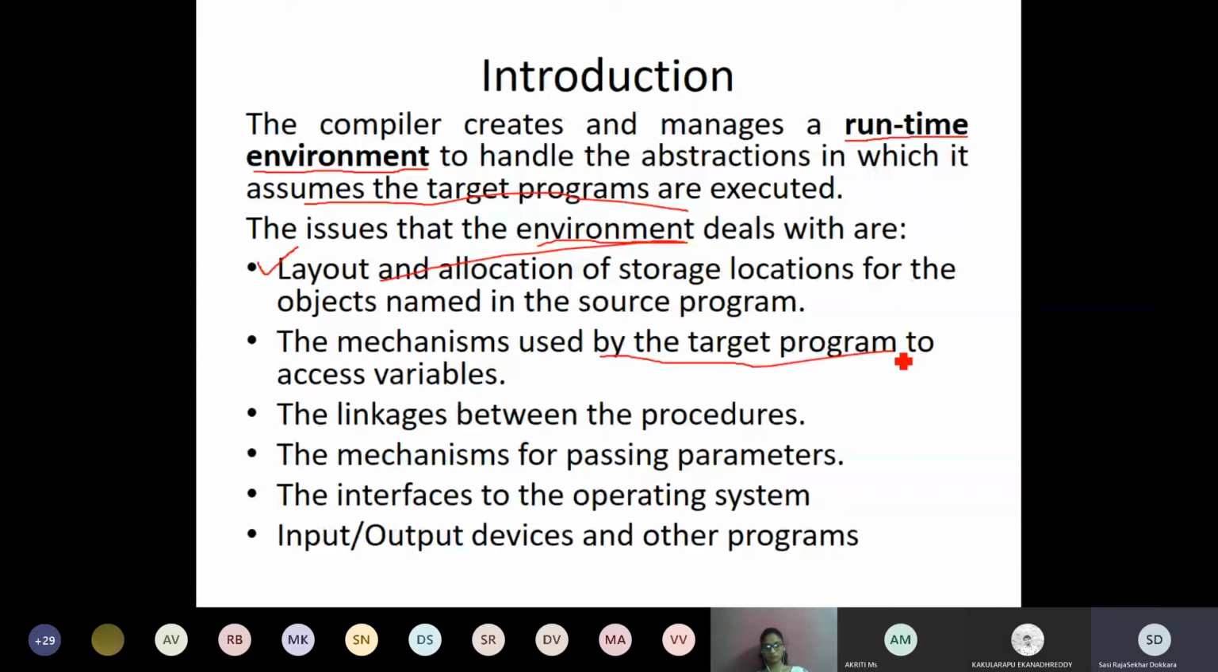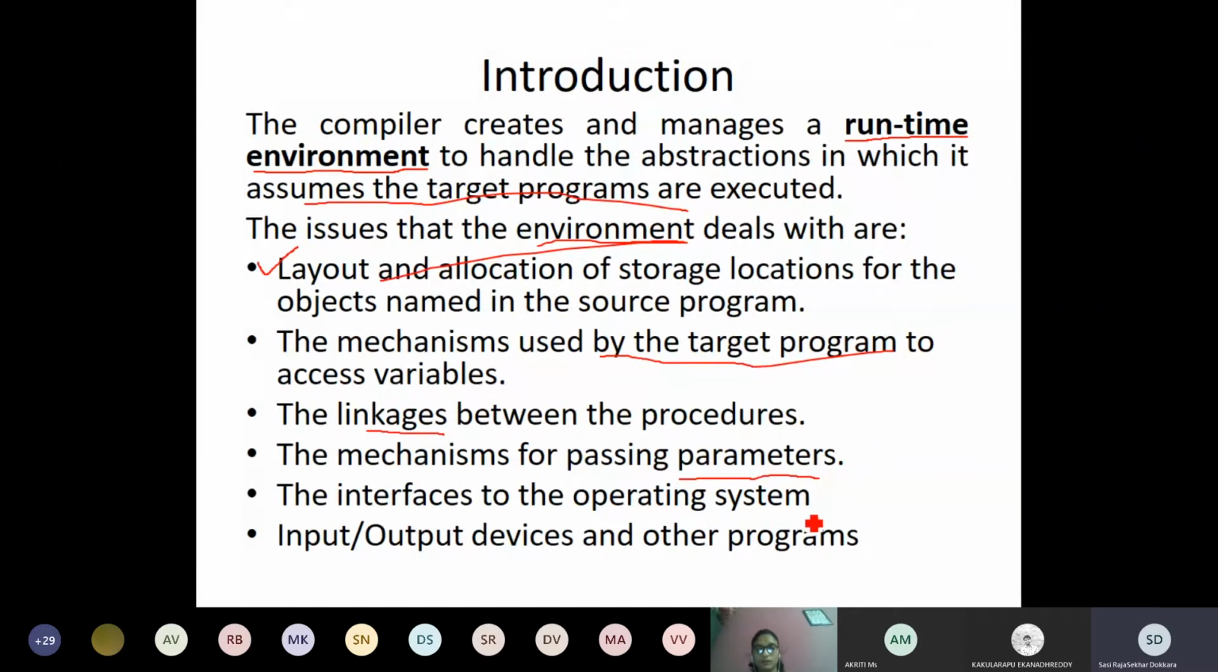Okay, and in case there are procedures, how the procedures are going to be linked with each other, which is going to call which and which is going to return to which. These are all aspects that are going to be taken care of by the compiler. And how the parameters are passed. When the parameters are passed, how are these parameters going to be handled? Okay, what are the different locations, do we have any temporary locations where the parameters can be kept? Okay, these are all the issues.